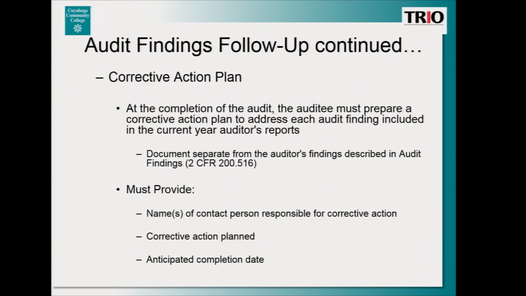So let's go over the corrective action plan. At the completion of the audit, the auditee must prepare a corrective action plan to address each audit finding included in the current year's auditor's report. And part of this is a document separate from the auditor's findings described in the audit findings. So this is 2 CFR 200.516 as mentioned before. This corrective action plan must provide the name of the contact person or names of multiple people responsible for this corrective action, the plan itself, the corrective action you're going to take, and the anticipated date that you are going to complete this corrective action.